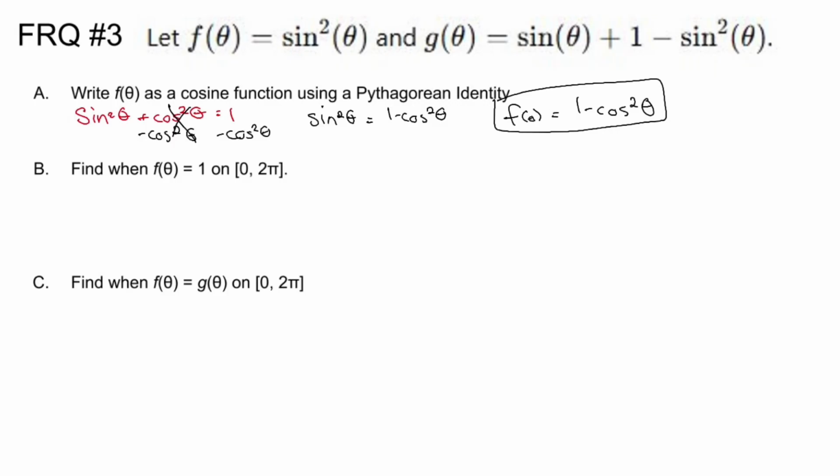Find when f of theta is 1 on the interval 0 to pi. All right, well, f of theta is sine squared theta, so sine squared theta equals 1. Let's get rid of the square by square rooting both sides, and don't forget that when you square root both sides, you add the plus or minus, and that leaves you with sine theta equals positive or negative 1. So let's set up two separate equations. Sine theta equals positive 1, sine theta equals negative 1. Why did I leave all that space? Well, in order to get theta all by itself, we have to take the inverse sine of both sides, baby.